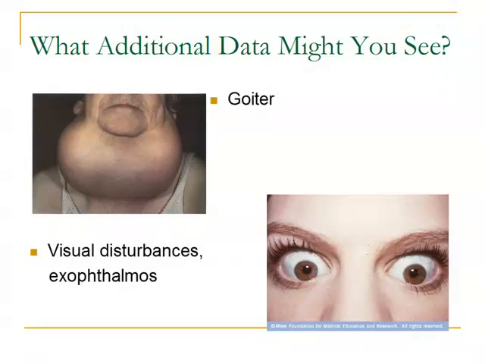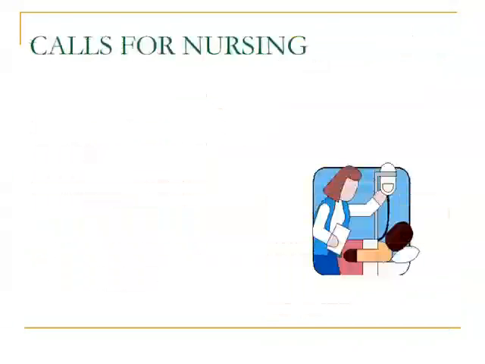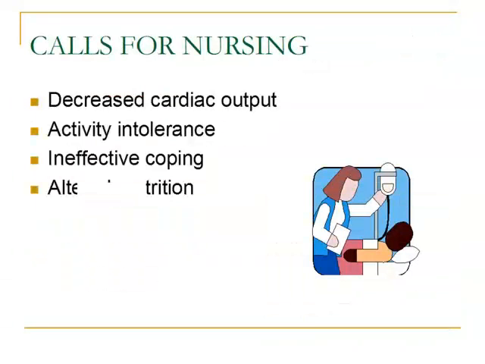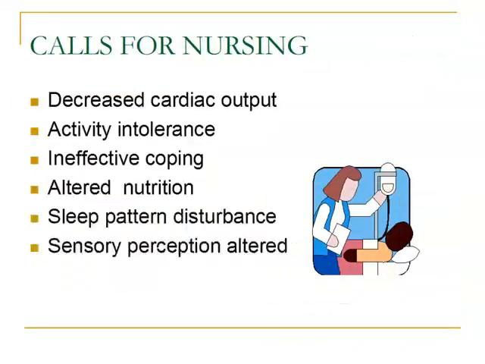exophthalmos that's noted there. This slide lists several good nursing diagnoses for patients that have this particular disorder. So decreased cardiac output, activity intolerance, ineffective coping, nutrition issues along with sleep pattern problems, sensory perception problems due to visual changes, and knowledge deficit. And refer once again to your textbook, the care plan that's listed for Graves' disease.